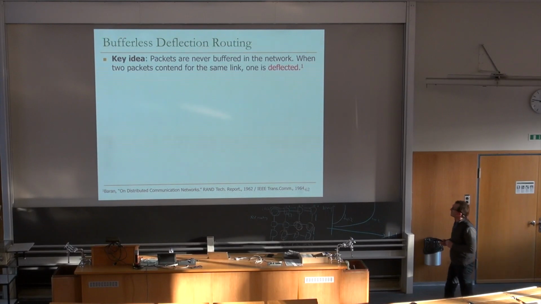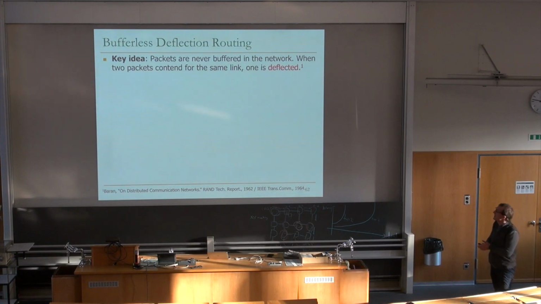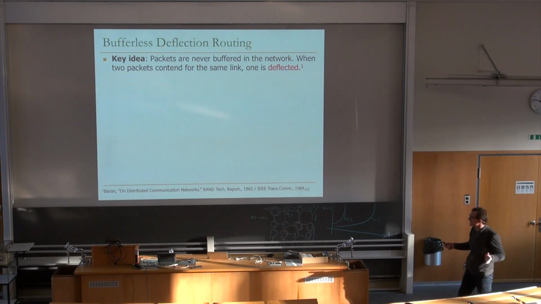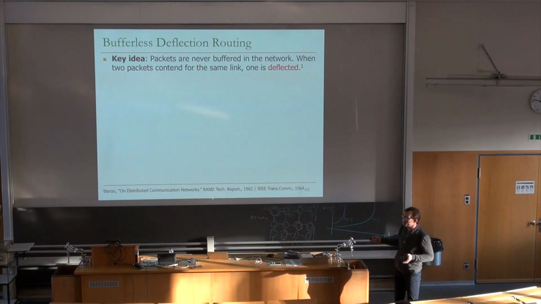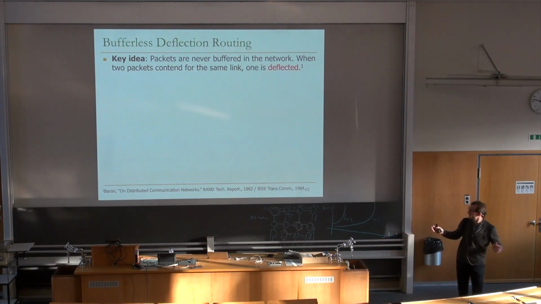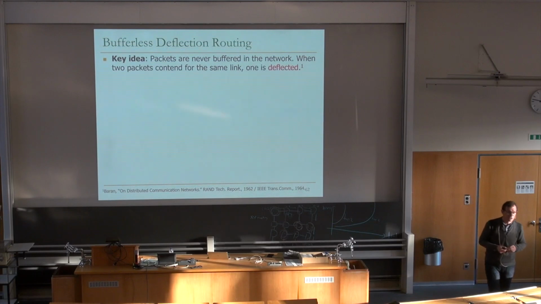We're going to look at this a little bit more. Basically, you don't have any buffers in the router. When two packets contend for the same link, one is deflected. This is actually a really old idea. This is a seminal paper that introduced this idea among many, many other ideas in distributed communication networks. They also called it hot potato routing.